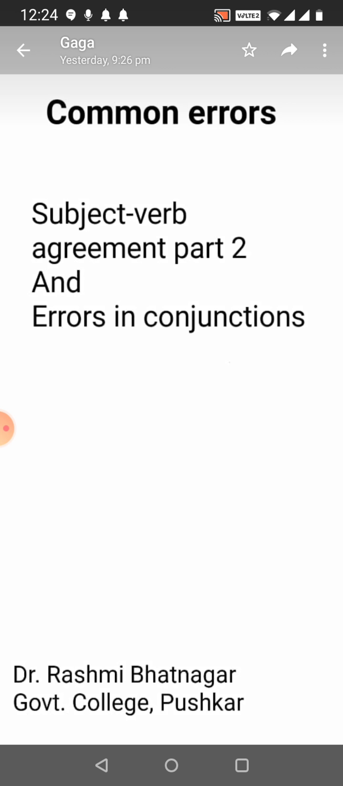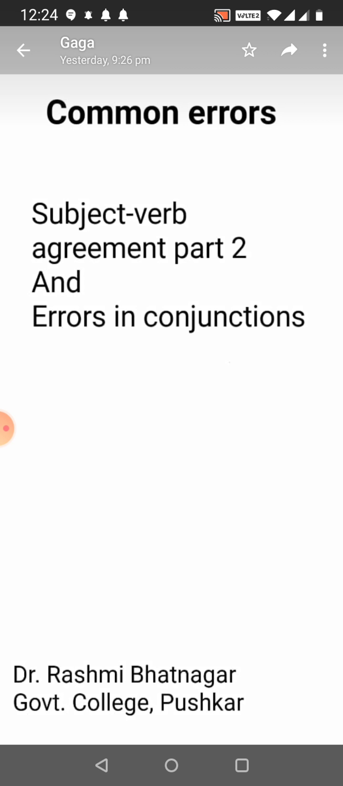The second sentence, every one of these workers is a trained technician. The third sentence, either of these two applicants is fit for the job. So we remember, students, the rule says either, neither, each, everyone, one of the, none, all these take a singular verb.